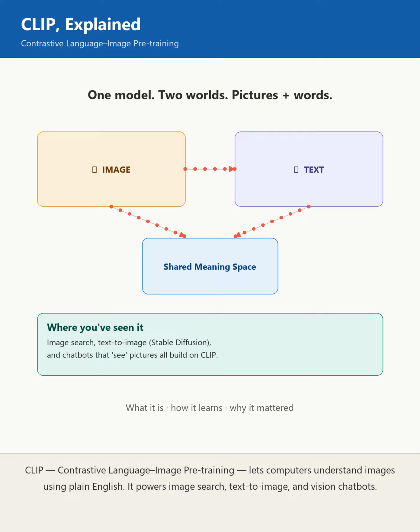CLIP stands for Contrastive Language Image Pre-training. It is the technology that lets a computer look at a photo and understand it using plain English. If you have ever used image search, text-to-image generators like Stable Diffusion, or asked a chatbot about a picture, there is a good chance CLIP, or something inspired by it, is quietly working under the hood. In the next few minutes we will explain what it is, how it learns, and why it changed the game.